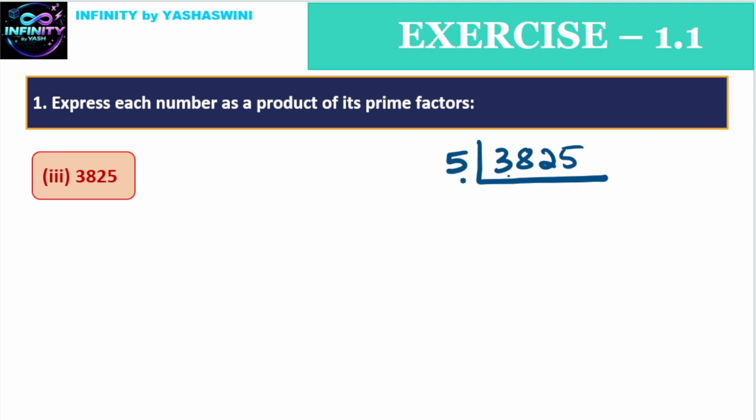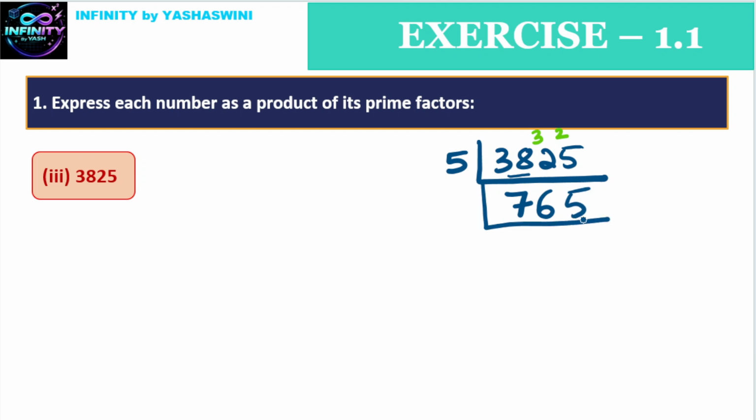So 3 is less than 5, so we can take 2 digits at a time. That is 38. We know that 5 7 times is 35. And what is the remainder here? We get remainder as 3. Now this becomes 32. 5 6 times is 30 and 2 is the remainder. So you can write 2 here. Then it becomes 25. Now you have 5. 5 5 times is 25.